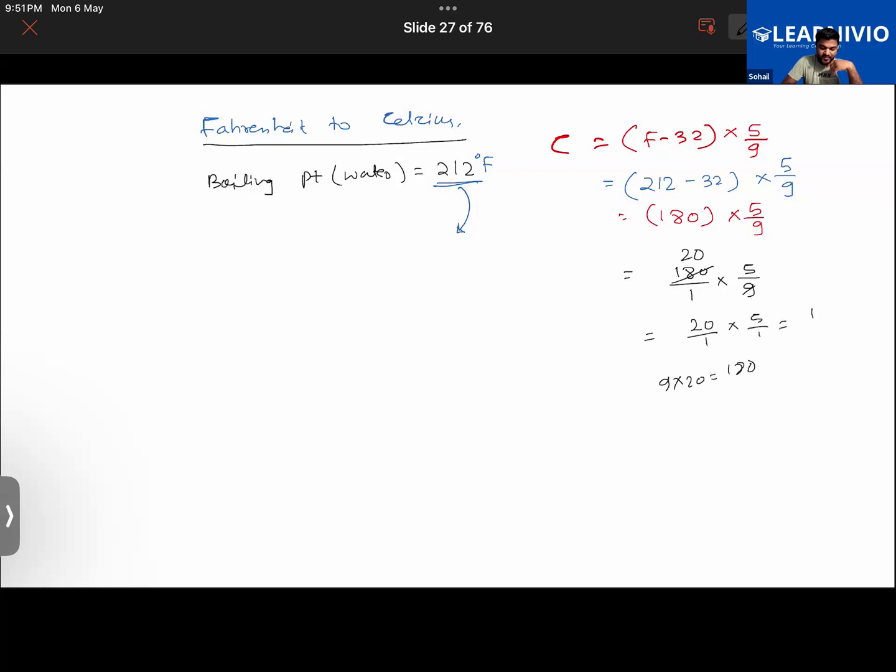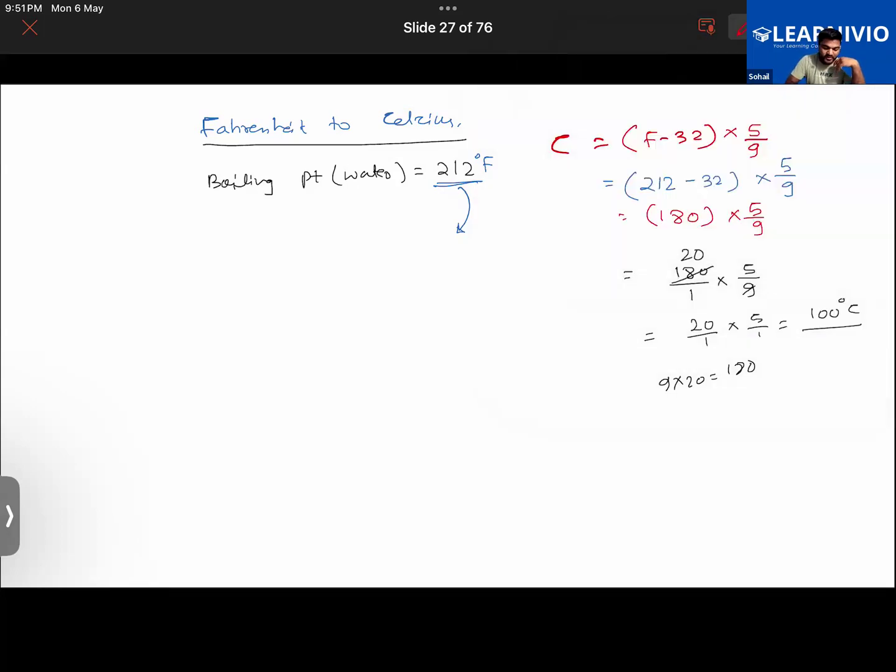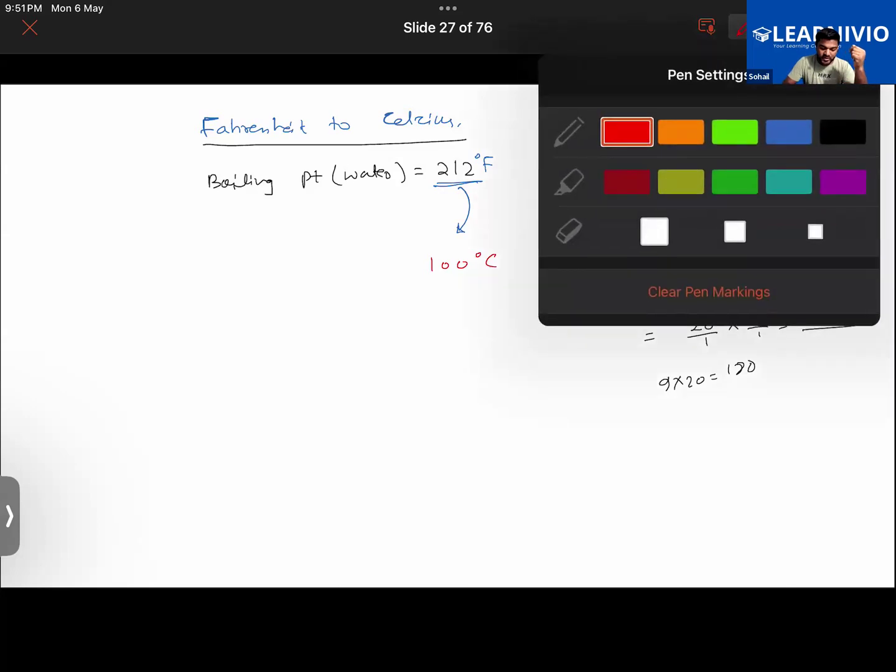That is 100 degrees Celsius. And we know for a fact that the boiling point of water in degrees Celsius is also 100. By calculation, we found it to be the same. Have you guys understood this or not? Okay. Solve one more question.